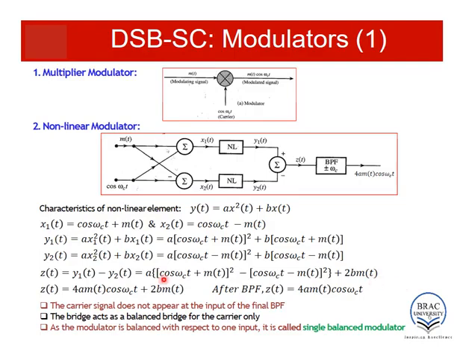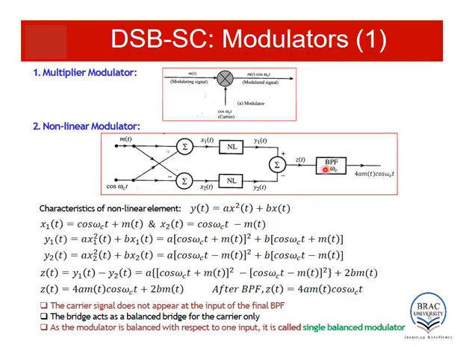Now if we consider this as a and this as b, then this is actually (a plus b) whole squared and this is actually (a minus b) whole squared. If we recall from basic algebra that (a plus b) whole squared minus (a minus b) whole squared is actually 4ab, so the resulting signal z(t) will be 4 a m(t) cos ω_c t plus 2b m(t).